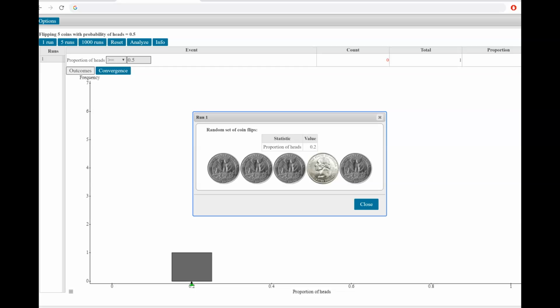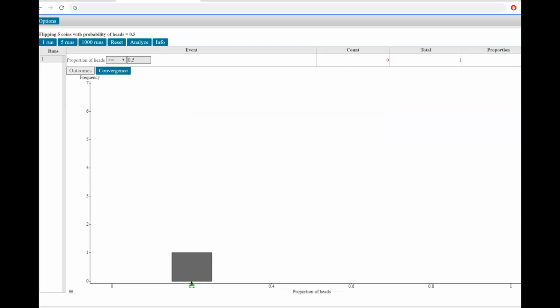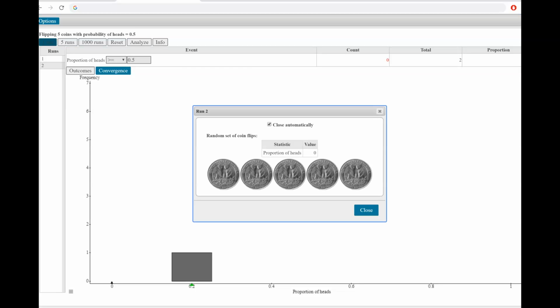I flipped 5 coins. And what I'm doing is counting the number of heads. Notice here I only have 1 head. So I'm going to take 1 divided by 5. That gives me 0.2. So I'm going to put a box or a little tally at 0.2. Okay, I'm going to do it again.